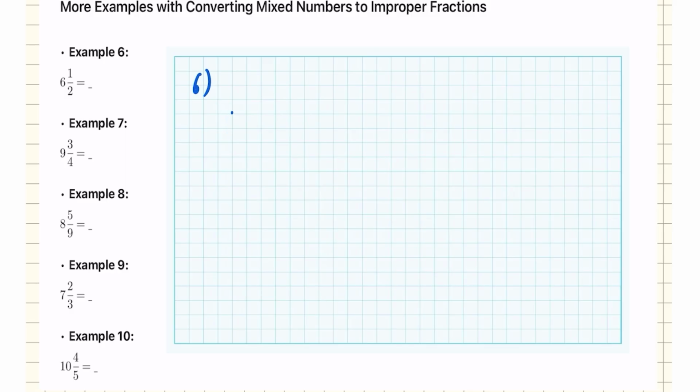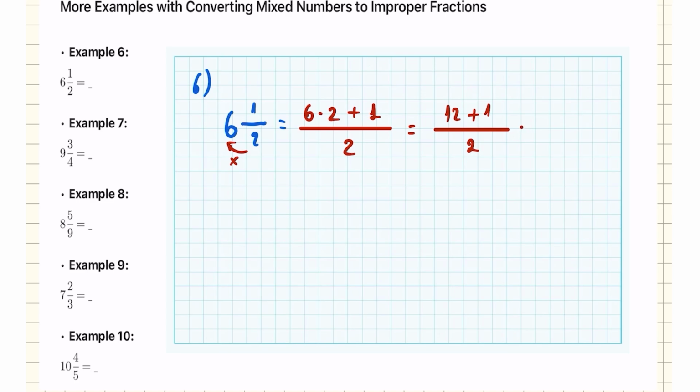Number 6. 6 and 1 over 2 equals. So we also need to do the same thing. 2 times 6, denominator 6 times 2, denominator multiplied by the whole number, and add the top part. This is equal to 6 times 2 is 12 plus 1 over 2. Denominator stays the same. The answer is 13 over 2, and that's the first answer.